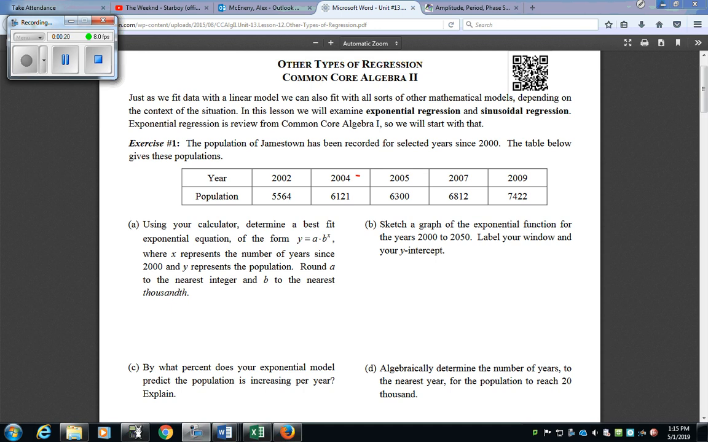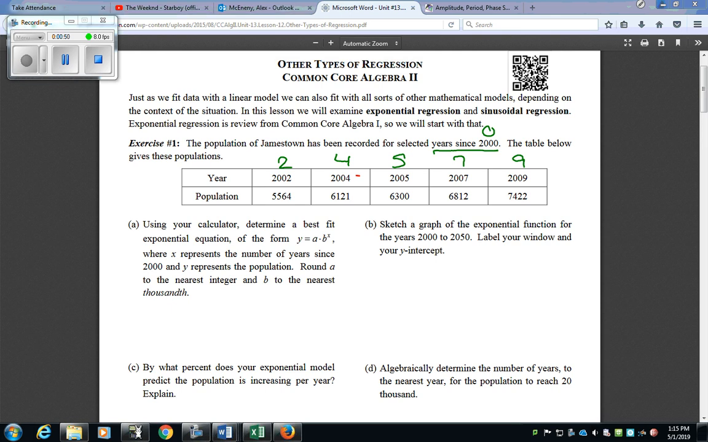There's a table that has years and the population of Jamestown, and the one thing you have to look out for is a statement like this where it says years since 2000. You want to make sure that when you do the years that are provided, you think of 2000 as 0. So when you input the numbers, these numbers are going to be 2, 4, 5, 7, and 9.